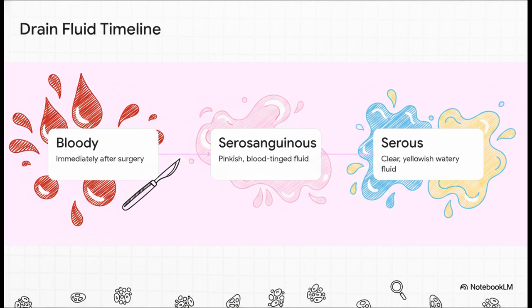But to spot a complication, you have to know what normal looks like. And this brilliantly illustrates the timeline of normal healing. Normally, post-op drain fluid progresses from bloody right after surgery to serous sanguineous, which is a pinkish, blood-tinged fluid, and finally to serous, which is a clear, yellowish, watery fluid. That is the healthy baseline.